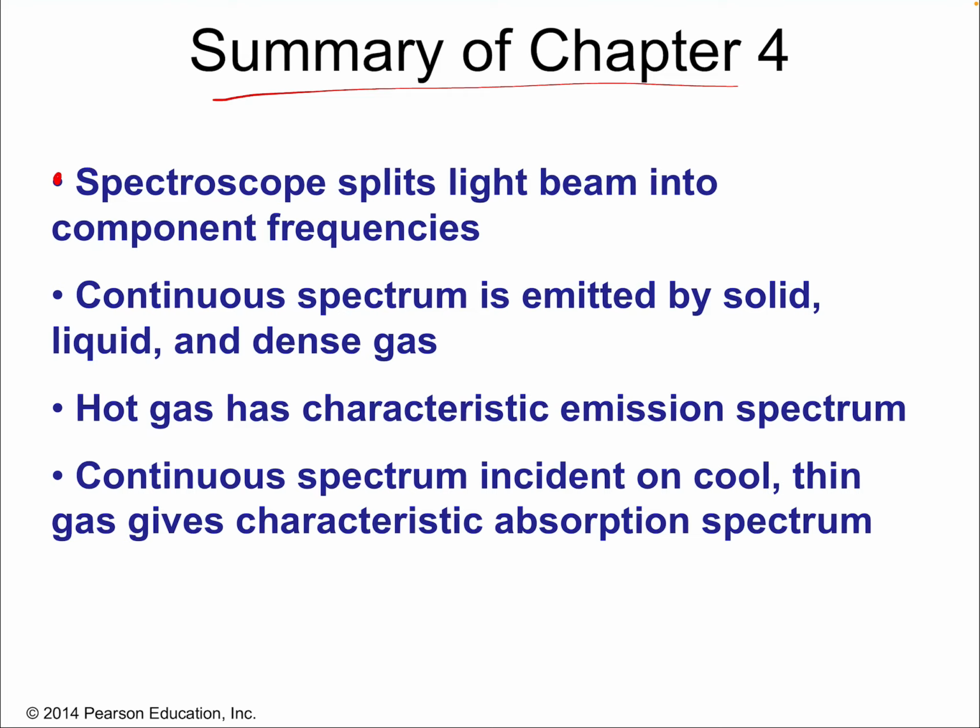We talked about how spectroscopes split light beams into component frequencies. We talked about how the continuous spectrum is emitted by solids, liquids, and dense gases. That was one of Kirchhoff's laws. We talked about how hot gases have characteristic emission spectrums. We talked about how continuous spectrums incident on cool, thin gases give characteristic absorption spectrums. So these are the three types: continuous, emission, and absorption.